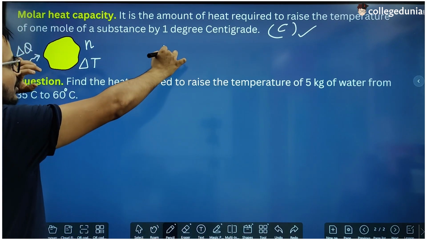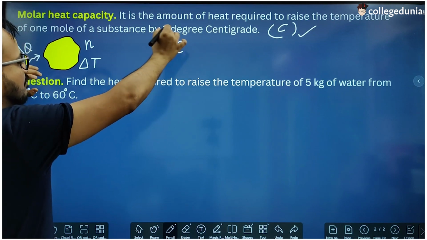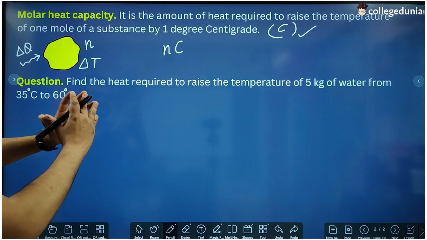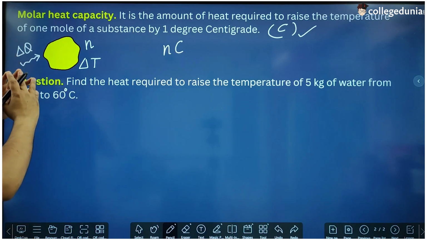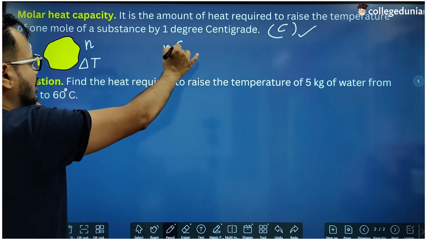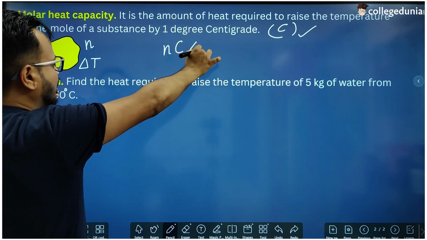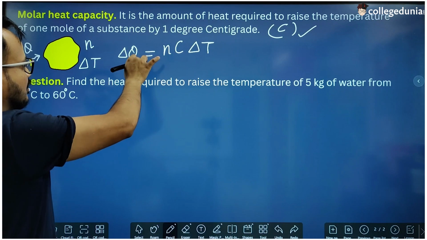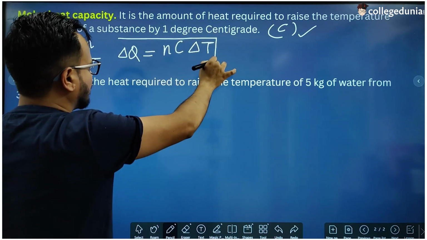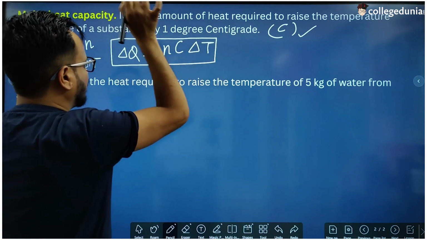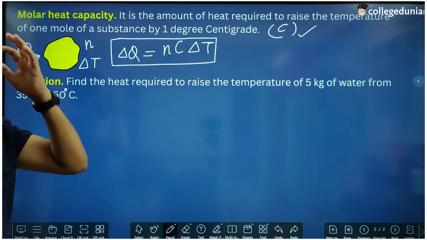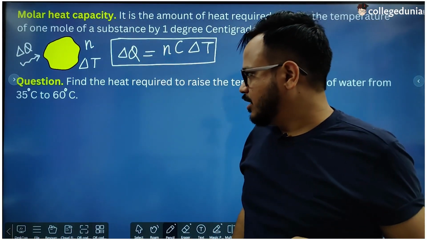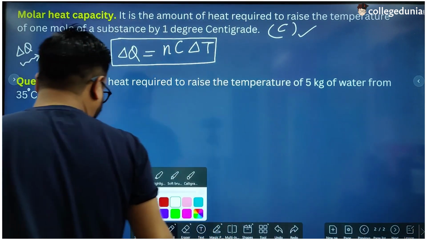So what is the amount of heat required to raise the temperature of n moles by 1 degree centigrade? It is nC. But we are not increasing the temperature by 1 degree centigrade. We are increasing the temperature by delta T. So what is the total heat required to increase the temperature by delta T? It is simply this. Delta Q equal to nC delta T, right? Okay. Now let's take a question.